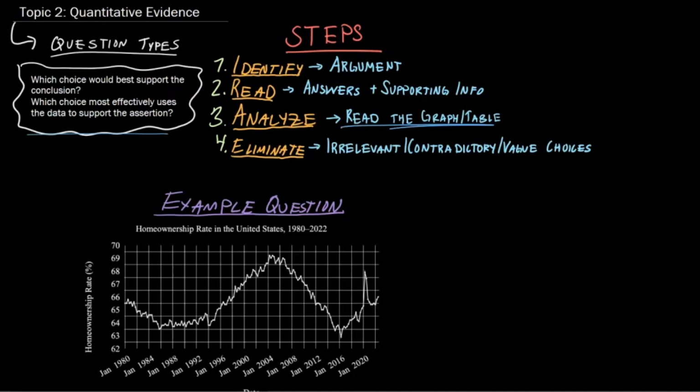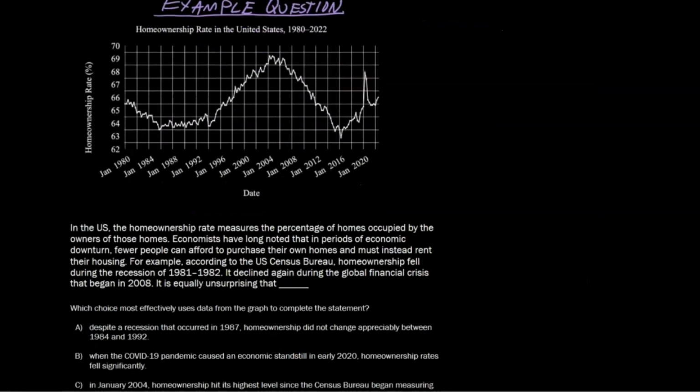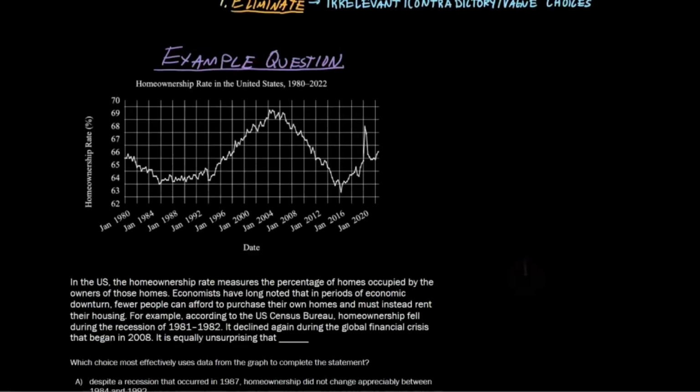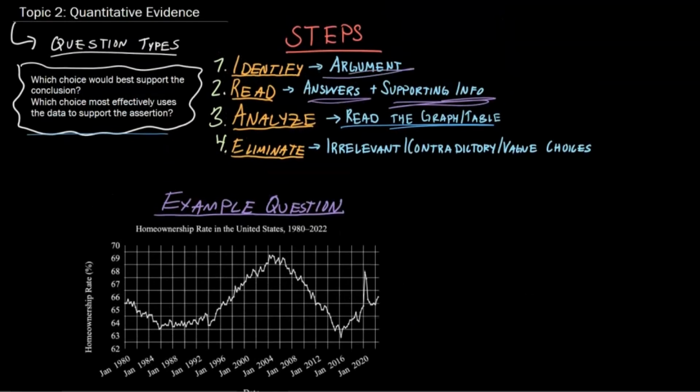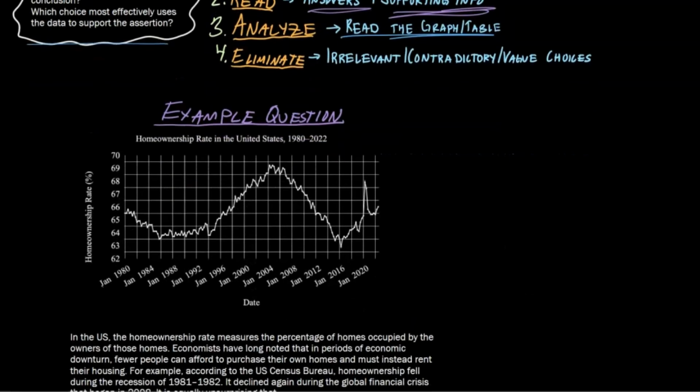Our third step is to analyze and read the graph or table given. But first we read the answers and the supporting info. Often what you'll only need from the passage is the last sentence. In this case, we have a different type of question, a more difficult question, but often you only need to know the last sentence for the argument. Then after that, we just follow our same procedure as textual evidence.